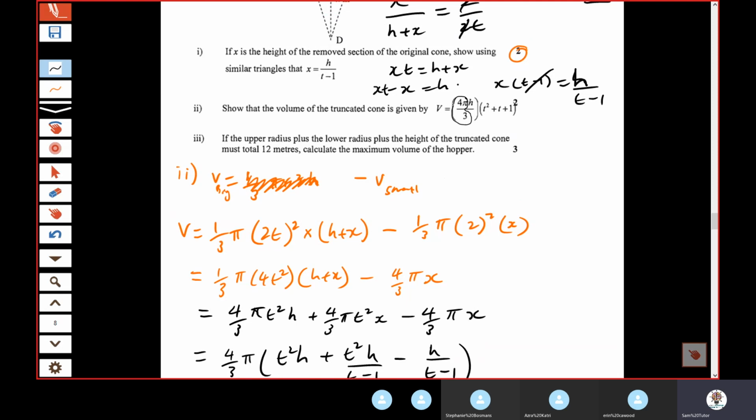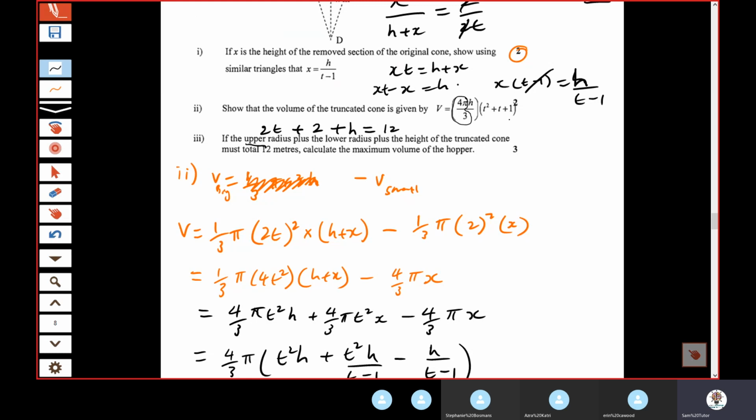So pretty much, you know that you can't ever differentiate something that has 3 missing letters, V, H, and T. You can't. That's why they gave you that extra bit of information that you need. If the upper radius, which means 2T, plus the lower radius, which is 2, plus the height of the truncated cone, which is H, is equal to 12, find the volume.